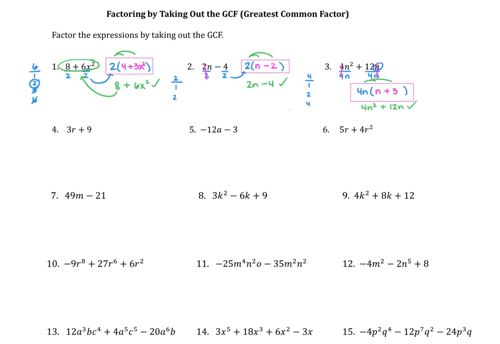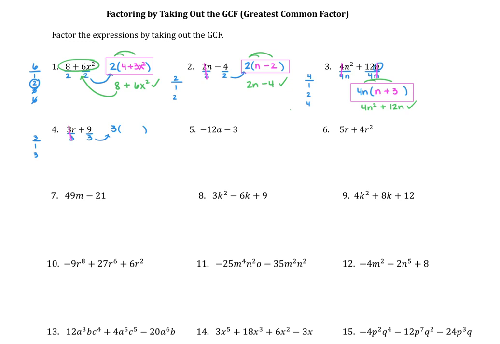Number 4. GCF of 3 and 9. If I list out my factors of 3, that's just 1 and 3. So 3 is my GCF. That's going to go in front of parentheses.